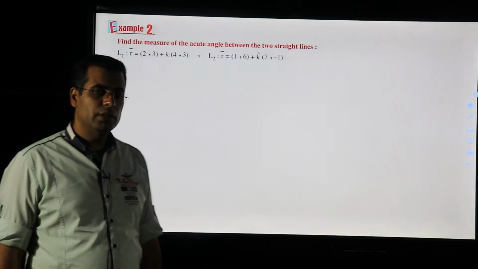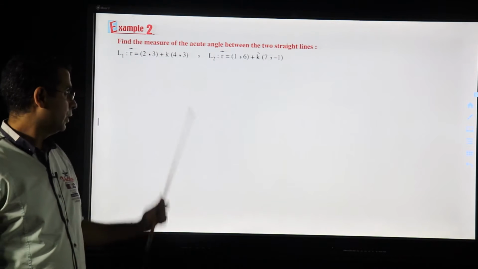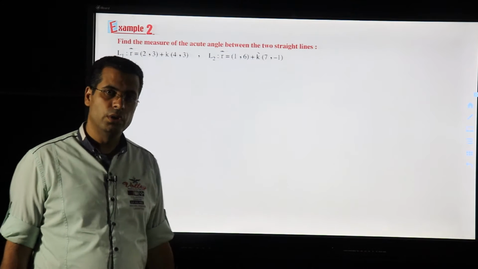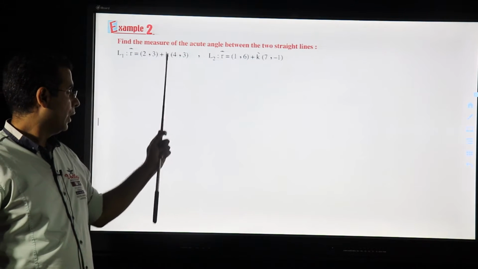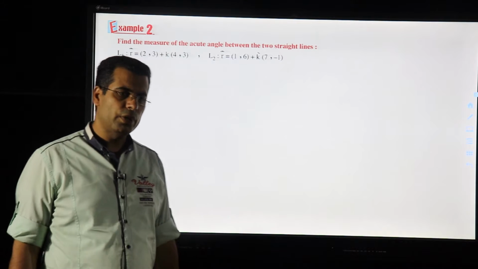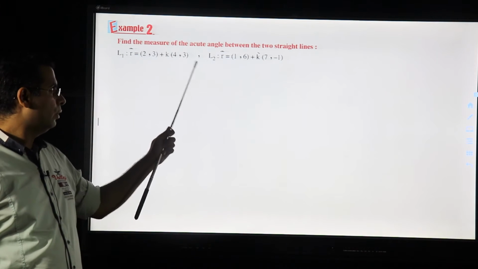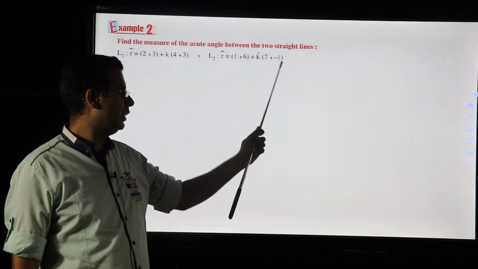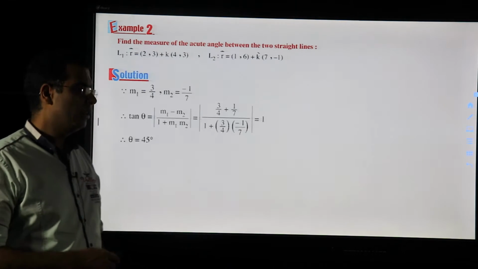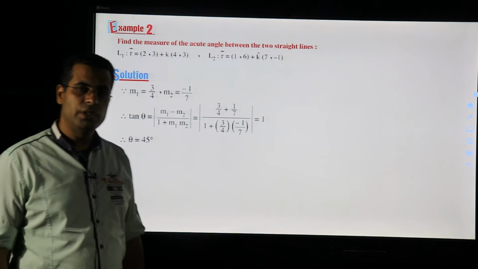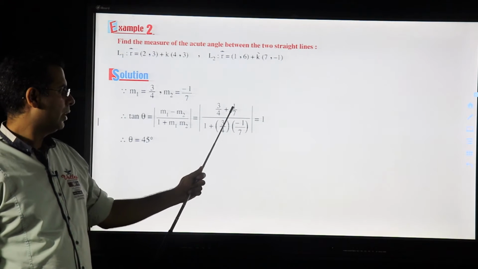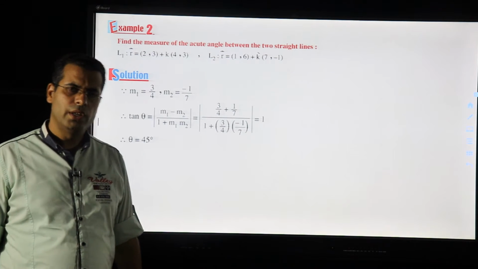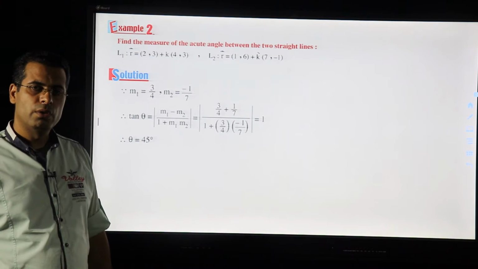Here, we want to find the angle between two straight lines, but L1 is in vector form, and L2 is in vector form also. We know that we can use the direction vector 4 and 3, which is u, to find the slope equals y over x, 3 over 4. Therefore, M1 is 3 over 4. M2 here equals negative 1 over 7. We find the angle between them by using the rule, tan theta equals M1 minus M2 over 1 plus M1 M2, which equals 1. Tan theta equals 1, therefore theta equals 45 degrees.